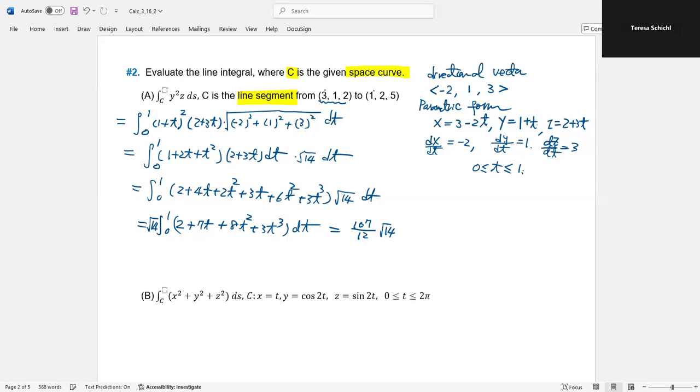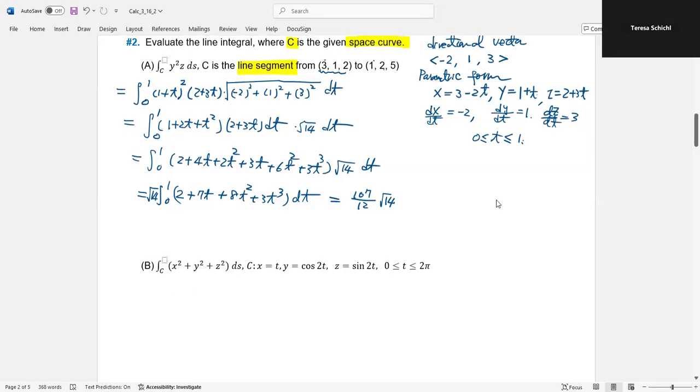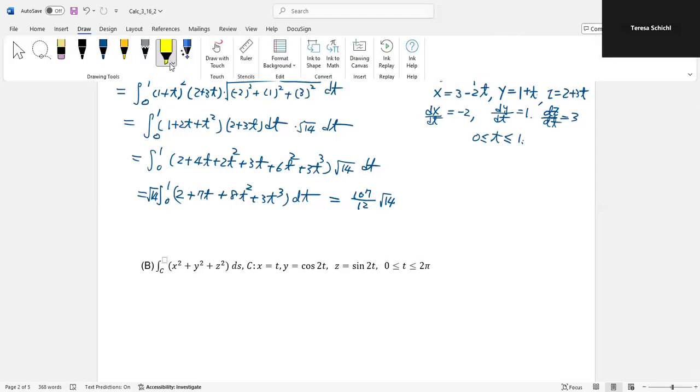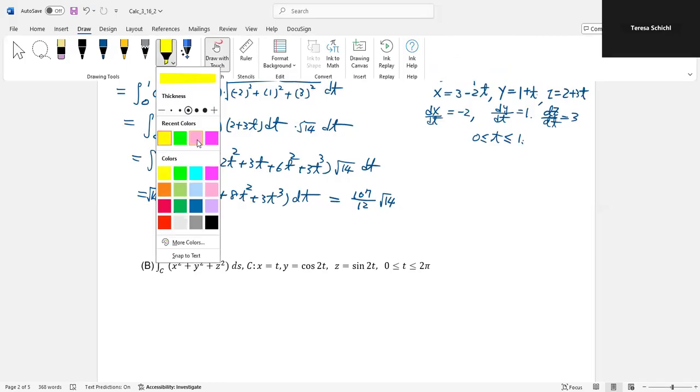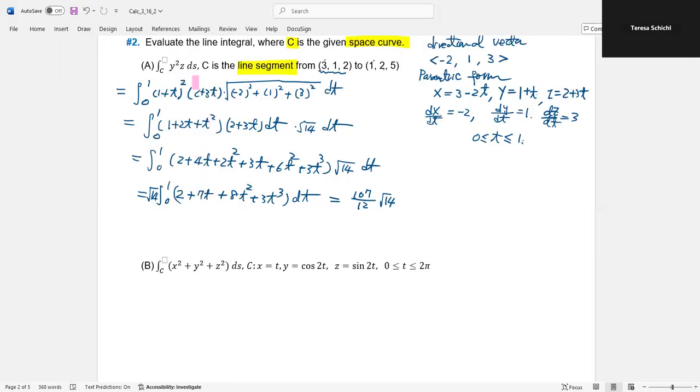All right, so this is this problem. For the second problem, they already give you the parametric equation. So you can just directly substitute and then use the square roots of the dx/dt, dy/dt, dz/dt, right? Because we said here we want to integrate with respect to the arc length, so we can use our formula, and this one will be straightforward.